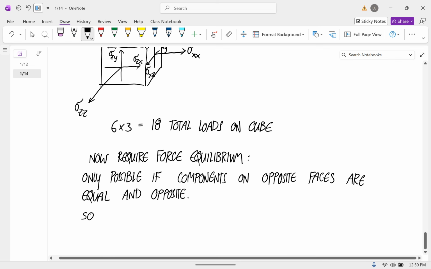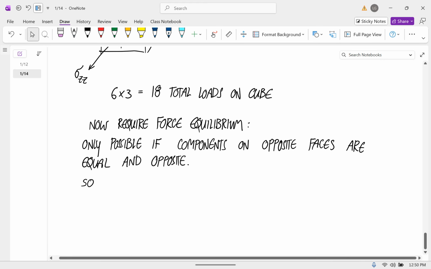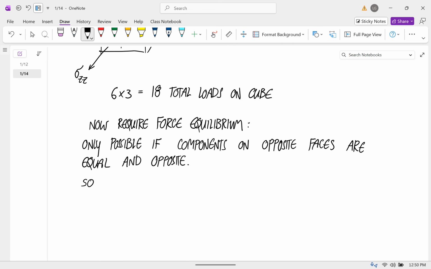So how many loads have we cut out of our required listing? We're down to 9, right? We cut out half of them. So now we have only 3 times 3 total loads required to know the full loading on this cube.